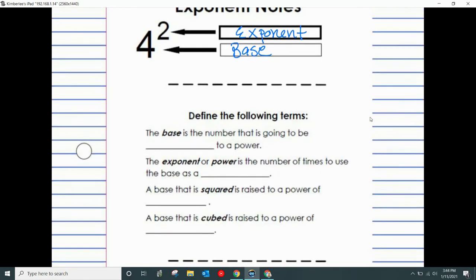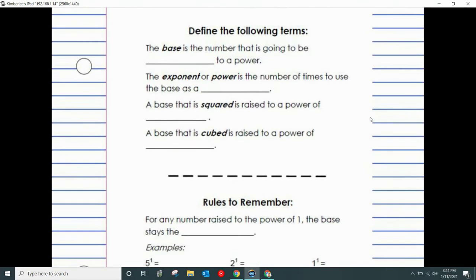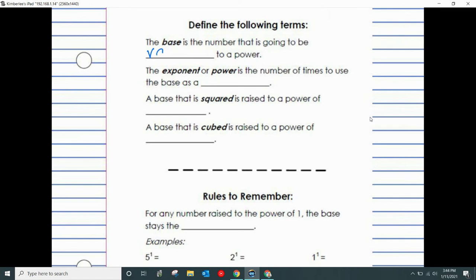So let's review a little bit of vocabulary. The base is the number that's going to be raised to a power. The exponent or the power is the number of times to use the base as a factor. Okay, and a factor just means something that you're multiplying. That's all that a factor is. It's being multiplied. That's a word that we're going to start using a lot. Remember, you can pause the video at any time to catch up.